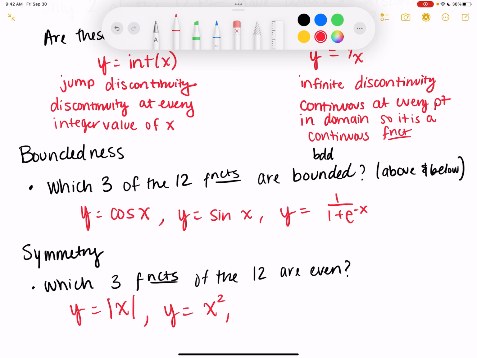I swear he's not listening to anybody. No, he really is not. He's just f of x equals e to the x, or whatever, exponent x.